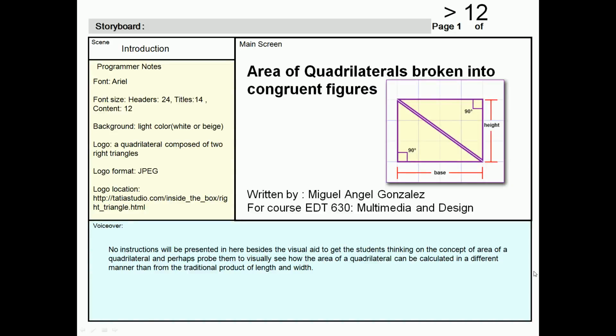Area of quadrilaterals is broken into congruent figures. Written by Miguel Ángel González for course EDP 630 Multimedia and Design for Dr. Gary Ackerman.